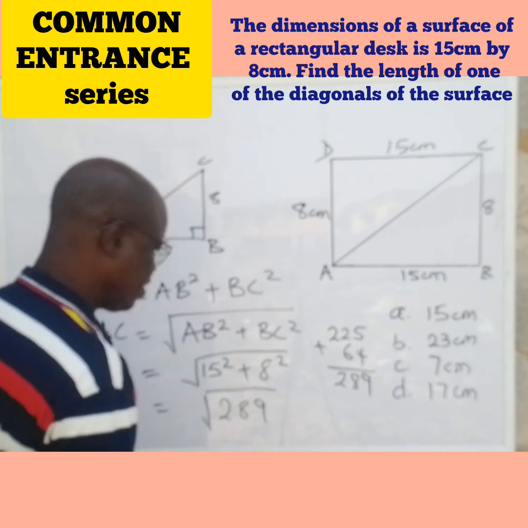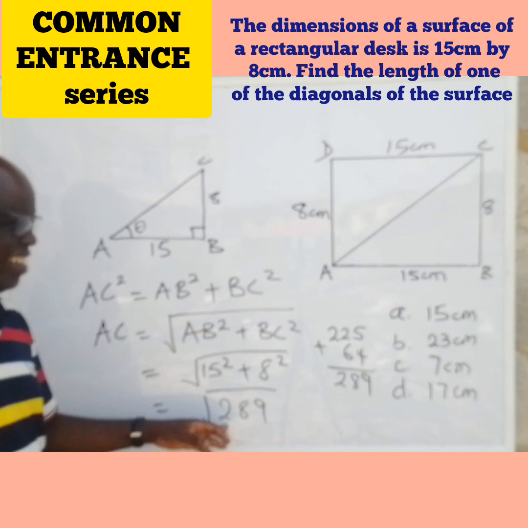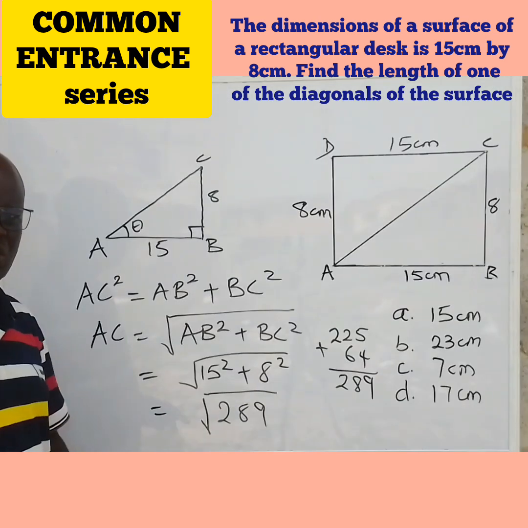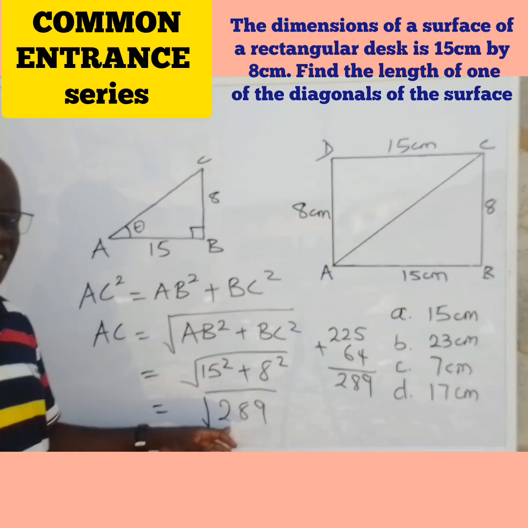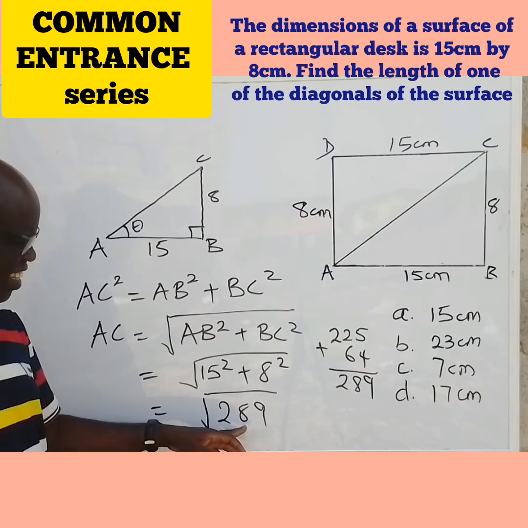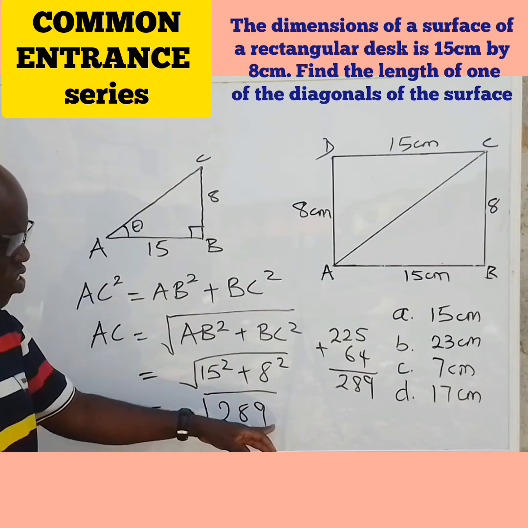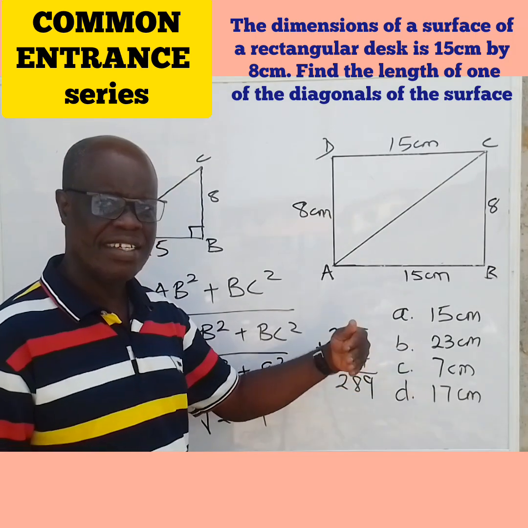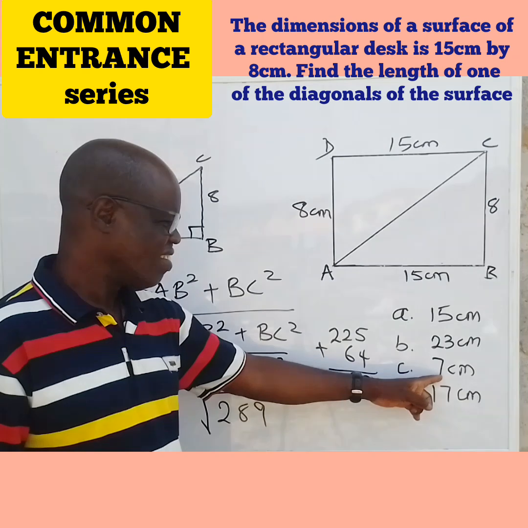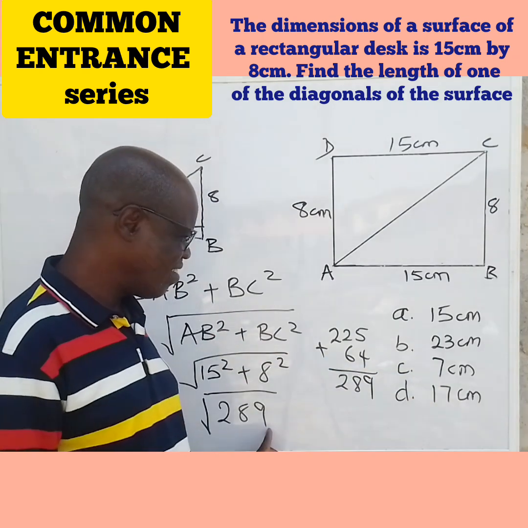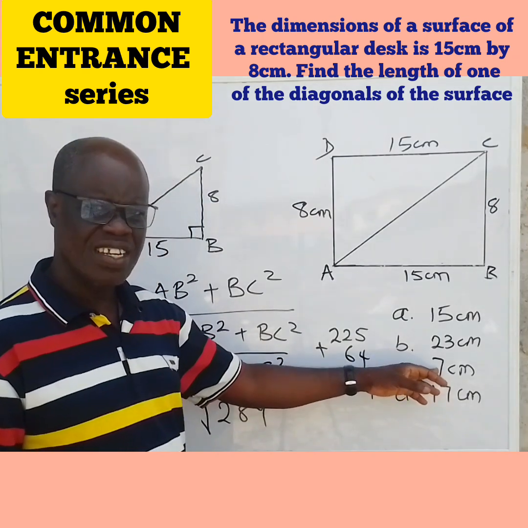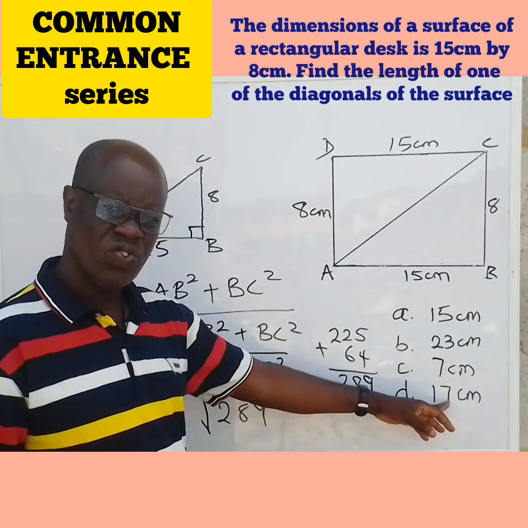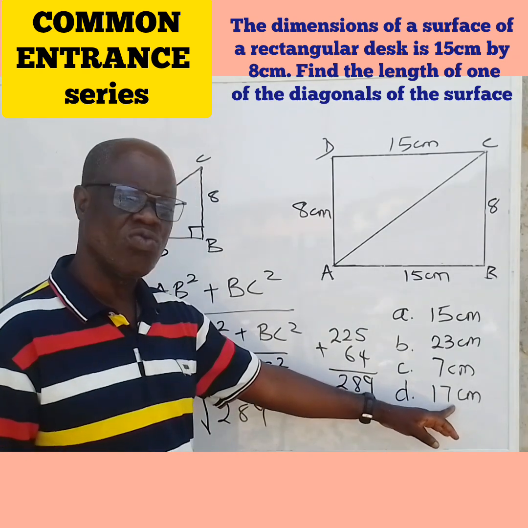289. Now, you don't need to continue to bother yourself too much here. This is an objective question. This is ending with 9. Now look at your options. What are the options that can end with 9? See 7. 7 times 7 is 49. But then 7 cannot be the answer. Now this is 7 also, 49. So it's likely to be 17.